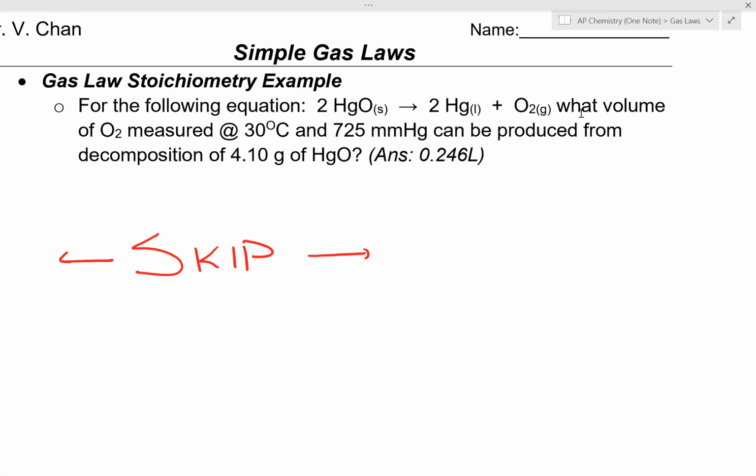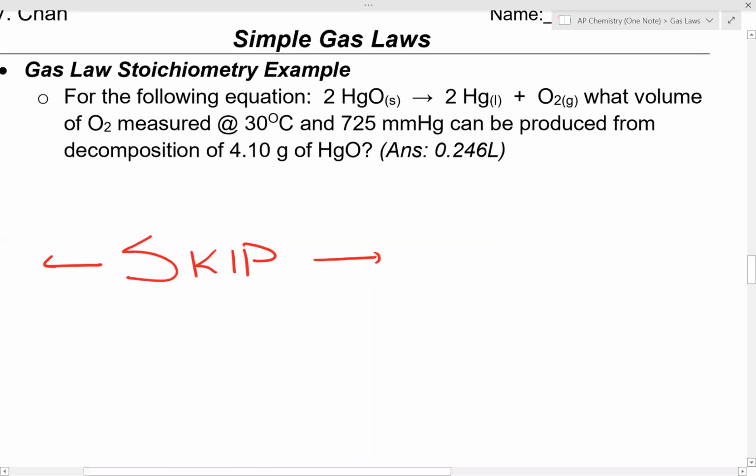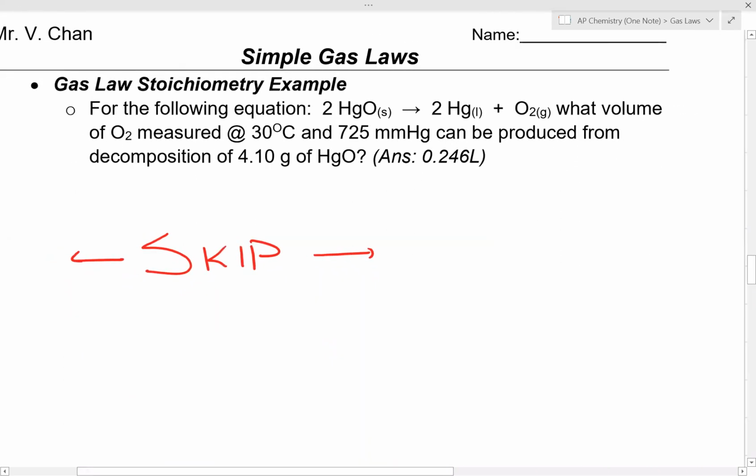Today what I wanted to do was continue on with the simple gas laws notes that you received last day. Now, there is one section, it says gas law stoichiometry example. At this point in time, I just want you to skip this particular section because I will talk about it in another section.